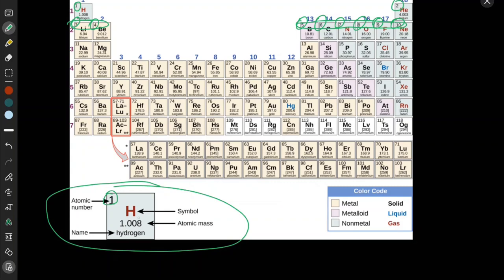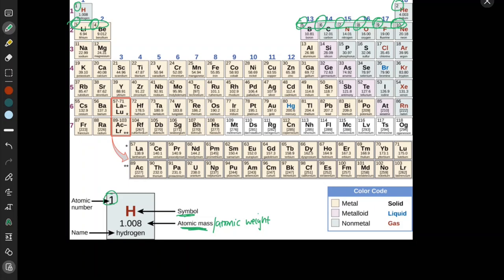Now down below that you have the atomic symbol, right? And then below that you have your atomic mass or atomic weight, right? They're kind of interchangeable. And then you have the name of the element, the elemental name. So that's one way to depict an element.